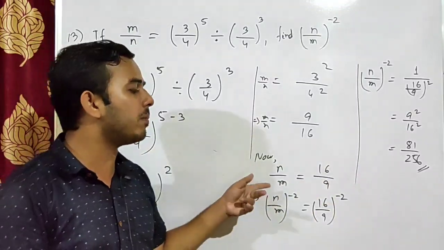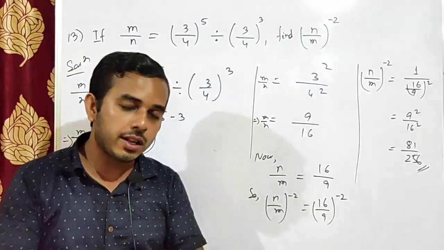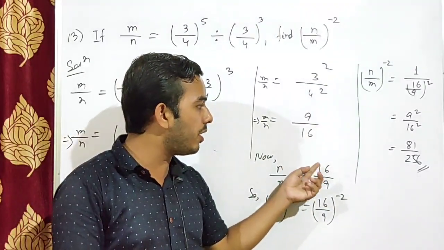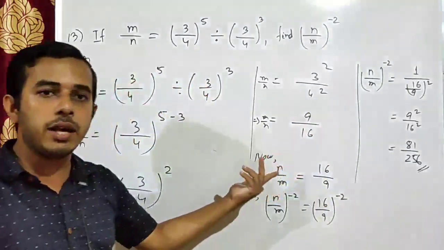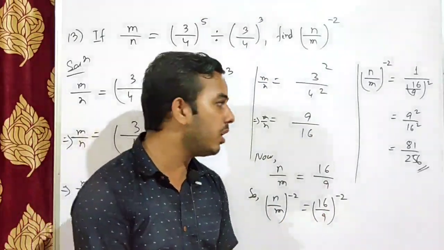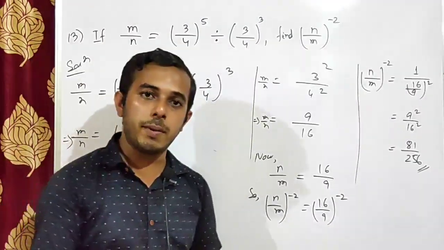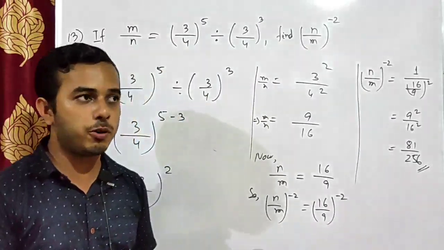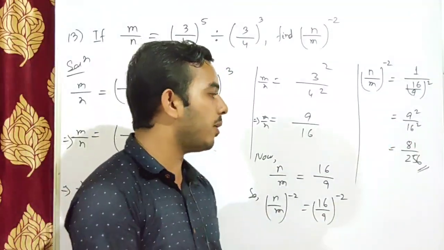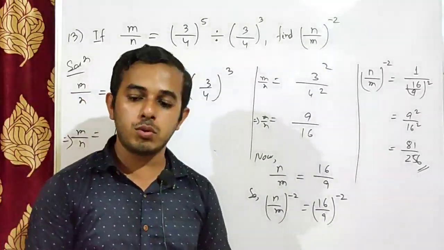Now it is asked n by m. So the denominator comes to the numerator and the numerator goes to the denominator. So it becomes n by m. Now what is asked? n by m to the power minus 2. Now we know another law, which is a to the power minus n equals 1 by a to the power n, isn't it? So we went through this law and found the value as 81 by 256. Clear? Okay, so now let's move to our next question.